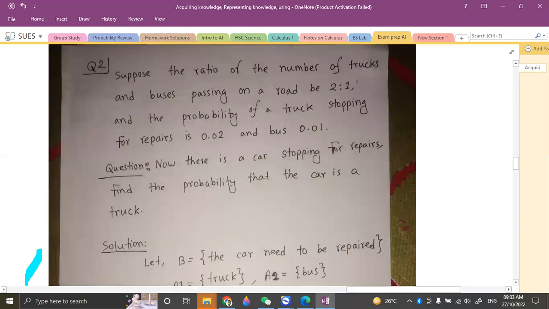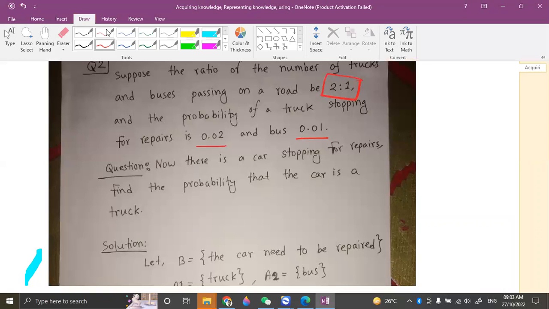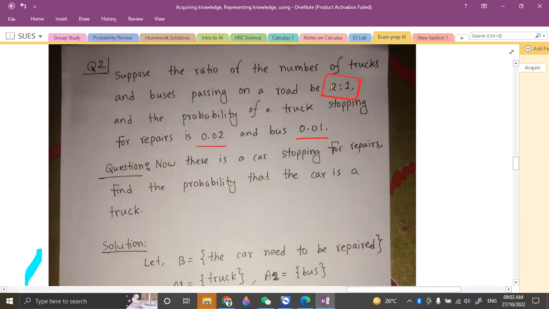So we have in total 2 plus 1, that is 3. And the probability of a truck stopping for repairs is 0.02 and bus is 0.01. So now we have to see how many objects we have here. Firstly, we have a total of 3, and then we have trucks and buses, and their probability of stopping for repairs.